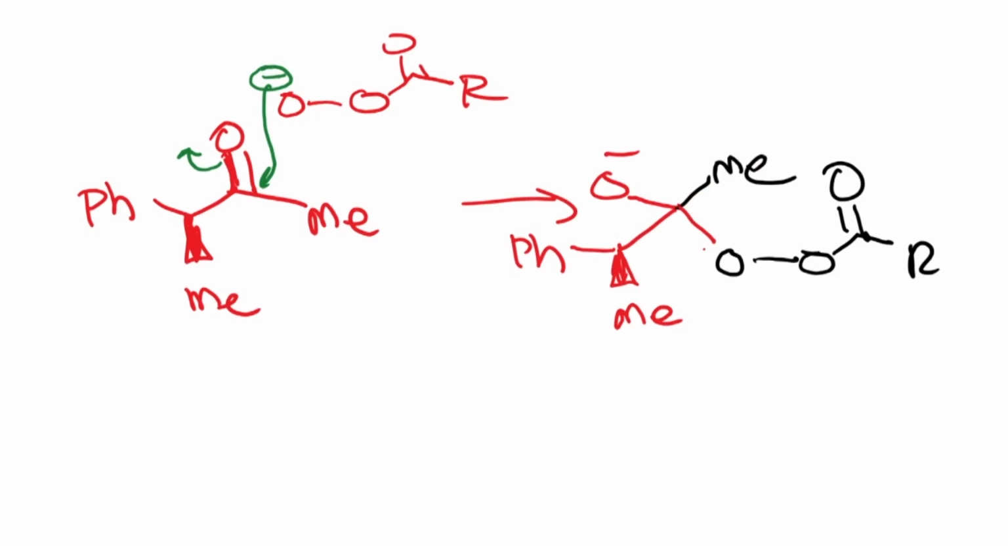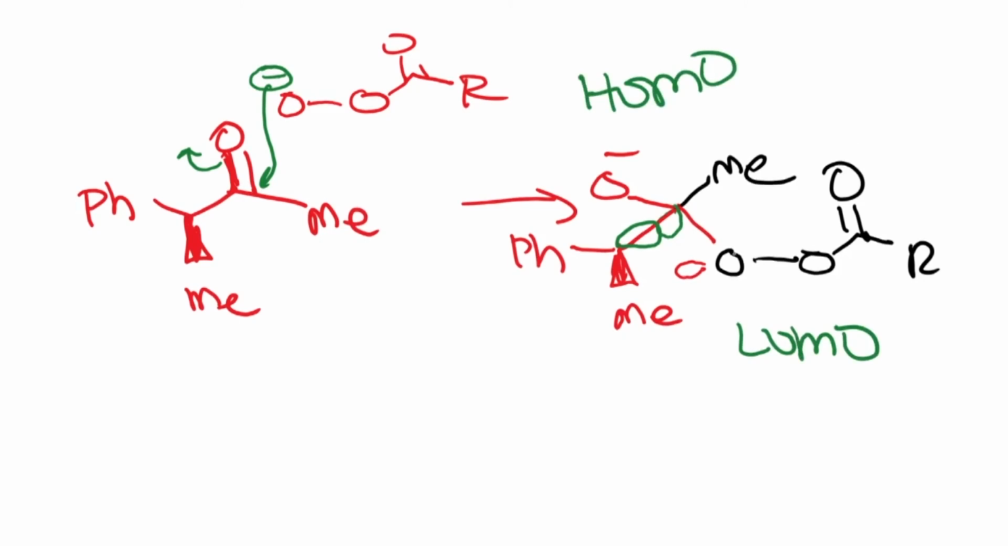Now this is the antibonding orbital of oxygen, and this is the highest occupied molecular orbital. So this is the LUMO, and this is the HOMO. And keep in mind that these have to align, otherwise the migration is not going to occur. So therefore, if this bond moves here and attacks here, this is going to kick this out.